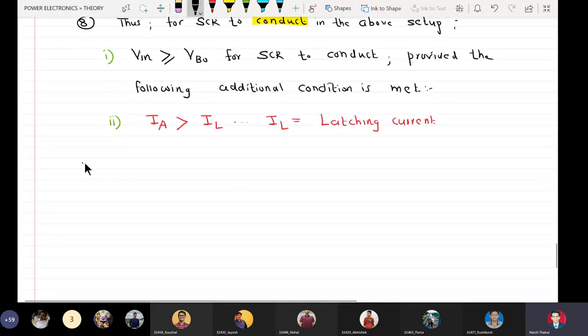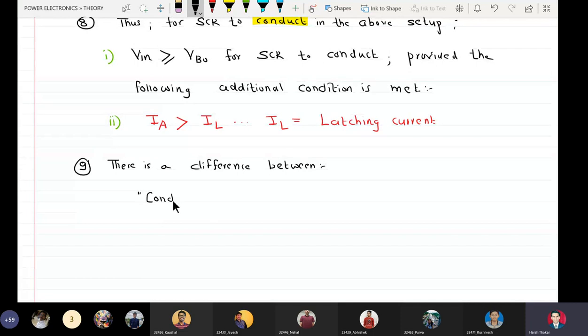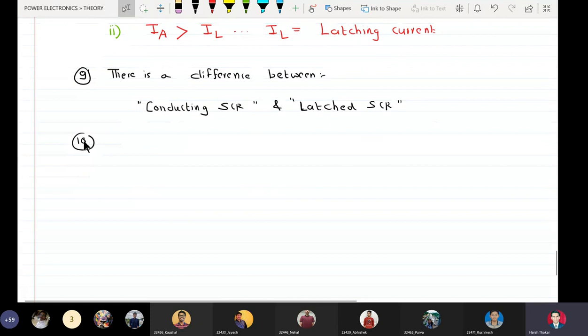So understand one thing, that there is a difference between a conducting SCR and a latched SCR. What is the difference? The difference is this. So we can use Venn diagrams for this.